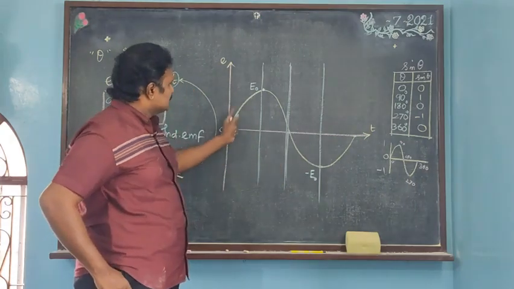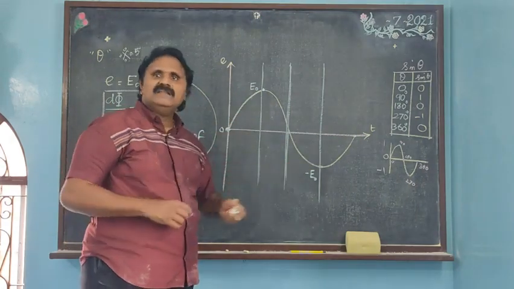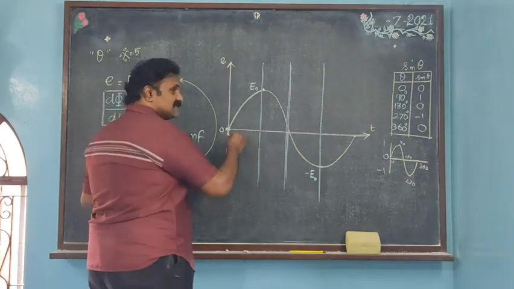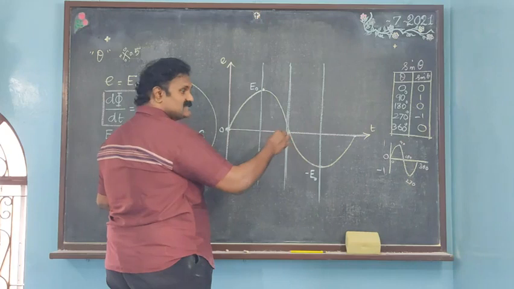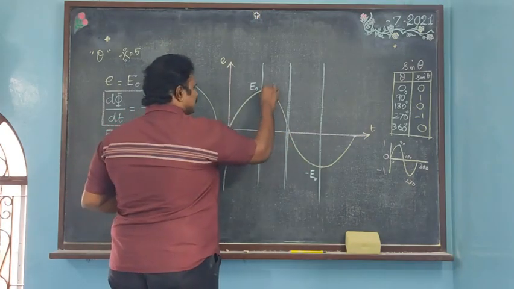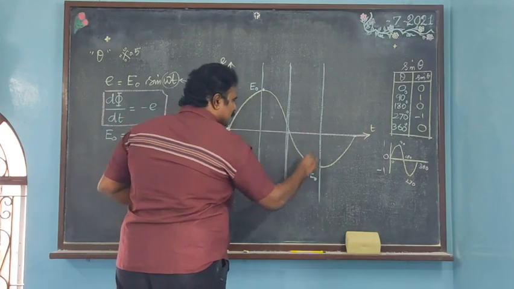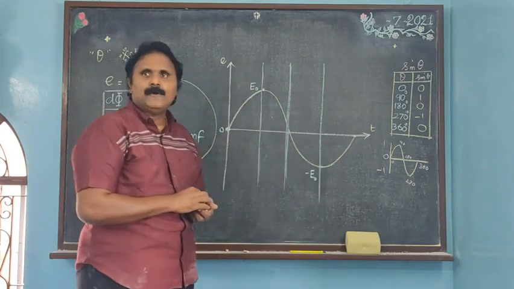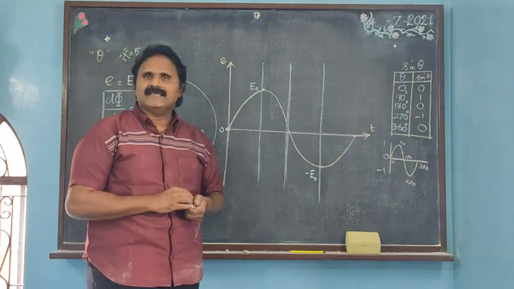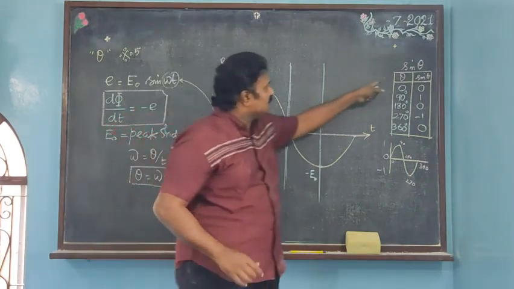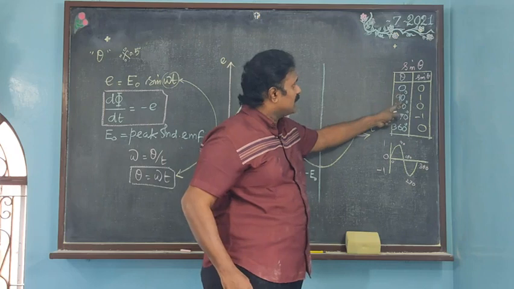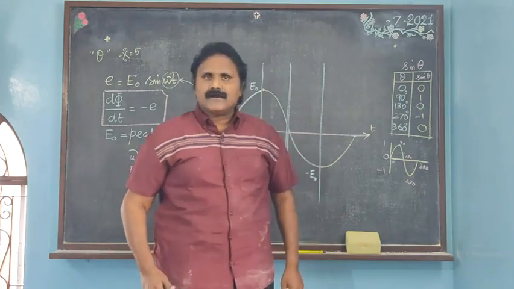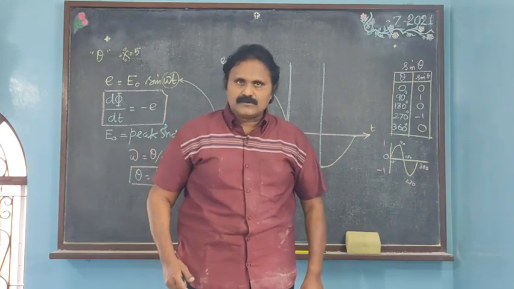Try to understand. This is actually called the alternating EMF. Alternating means it's not stable or static or constant. It takes the value 0 to maximum, maximum to 0, 0 to negative maximum, and negative maximum to 0. This is the behavior of the EMF when the angle changes from 0, 90, 180, 270 and 360. Are you understanding my point clearly?